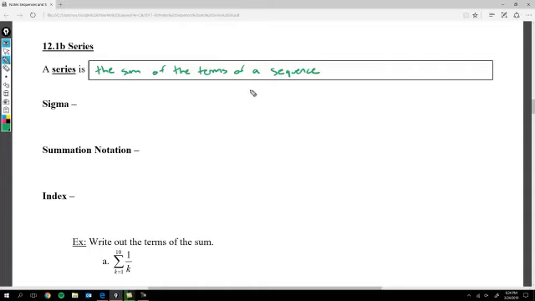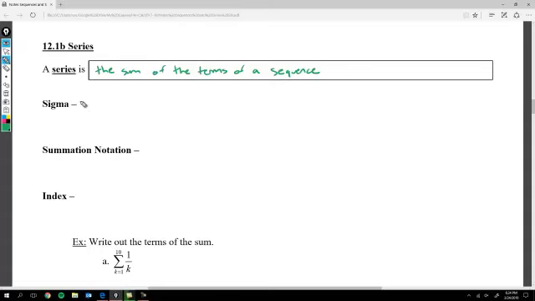So given what we learned about sequences before, if you take those numbers that you get, that list that you get, and you add all of those numbers together, depending on how many you have, that's what a series is called. Right, so there's a couple things we have to learn definitionally.